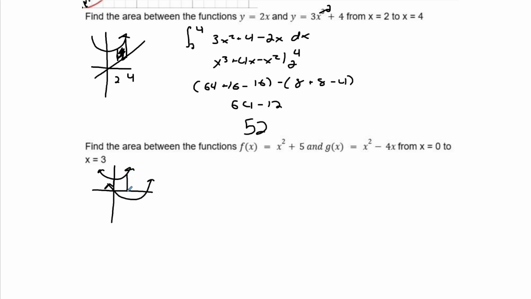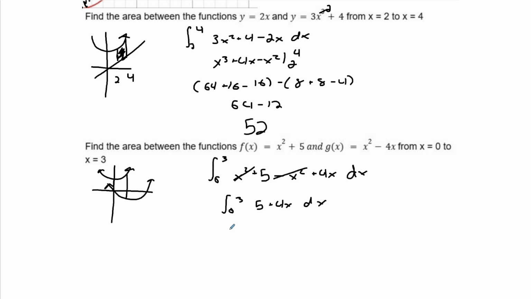And let's just draw it here. Okay, it might be a little off, but it doesn't really matter. So how would we do this? Well, we would do the integral from 0 to 3 of x squared plus 5 minus x squared, and then plus 4x, because if we subtract a negative 4x, it'll be plus 4x dx. So it looks like these x squareds will cancel. We'll just have the integral from 0 to 3 of 5 plus 4x dx.